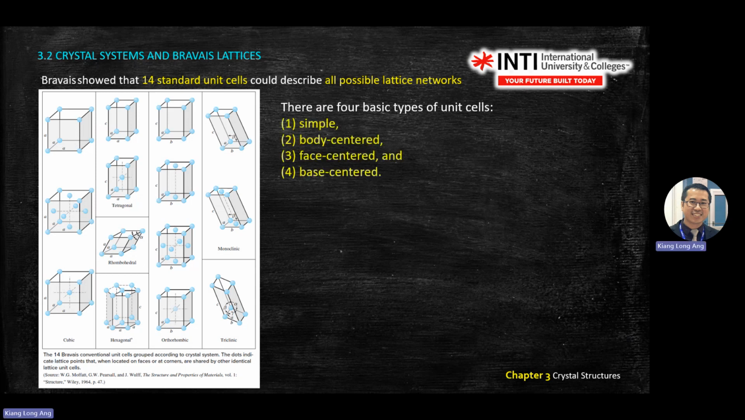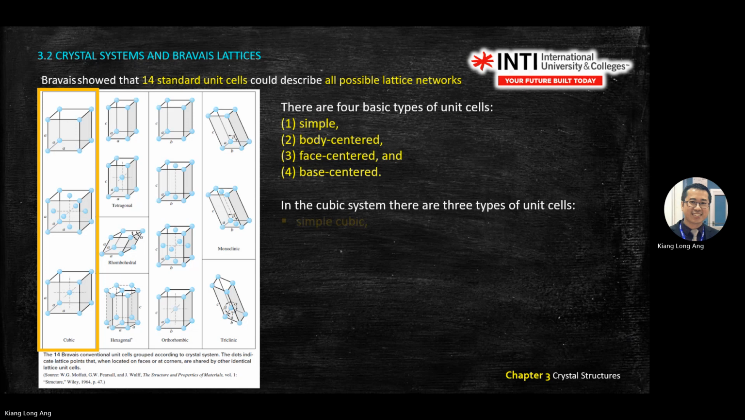So we start with 4 names: simple, body-centered, face-centered, and base-centered. So in the cubic system, there are 3 types of unit cell. There are 4 basic types of unit cell: 1, 2, 3, 4. But inside the cubic system, there are 3 types of unit cell: simple, body-centered, and face-centered. We're going to learn these 3.